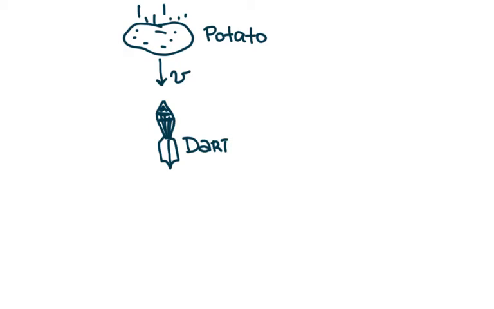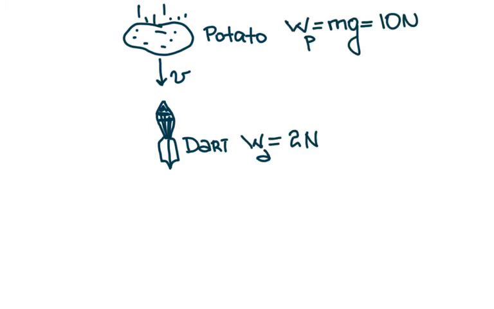And the answers that they gave you that, so let's actually make numbers and see how that will work. So before the collision, the weight of the dart is the only force of gravity that is acting on the dart, which is 2 newtons.